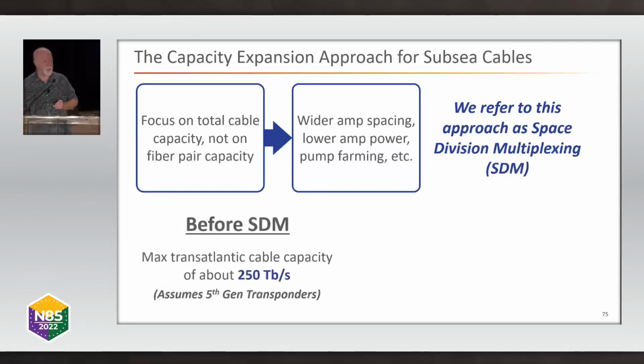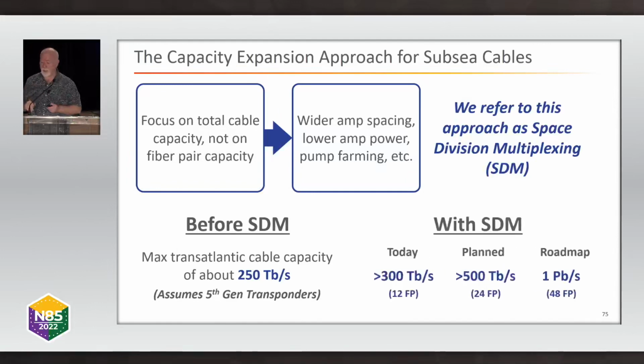So before SDM, the maximum transatlantic cable capacity was about 250 terabits per second. And that assumes fifth generation transponders. That will be a cable like the Maria cable, which is actually the highest performing cable from a per fiber pair point of view, but the total cable capacity is not as much as more modern cables like the Dunant cable, which probably has about 300 terabits per second on 12 fiber pairs rather than 8 on Maria.